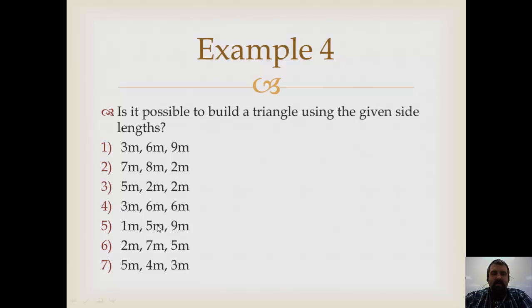How about 1, 5, and 9? 1 plus 5 are the smaller numbers. That's 6. 6 is smaller than 9. Therefore, number 5 is impossible. Those lengths don't add up to be larger than 9.